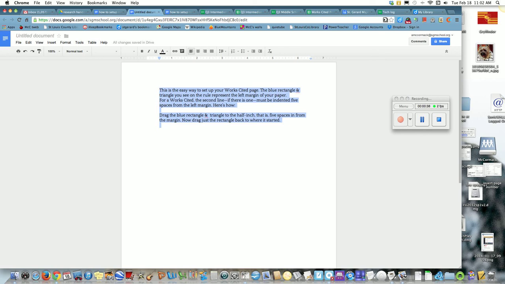Now we're going to grab the rectangle at the top and bring it back where it was, half in the gray and half in the white. That's a hanging indent.